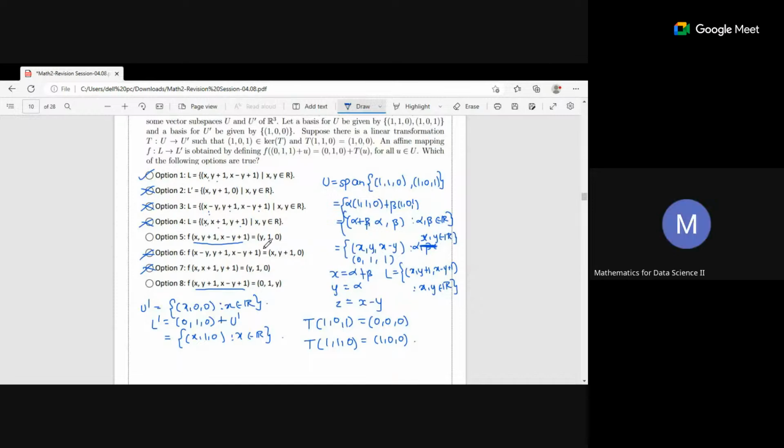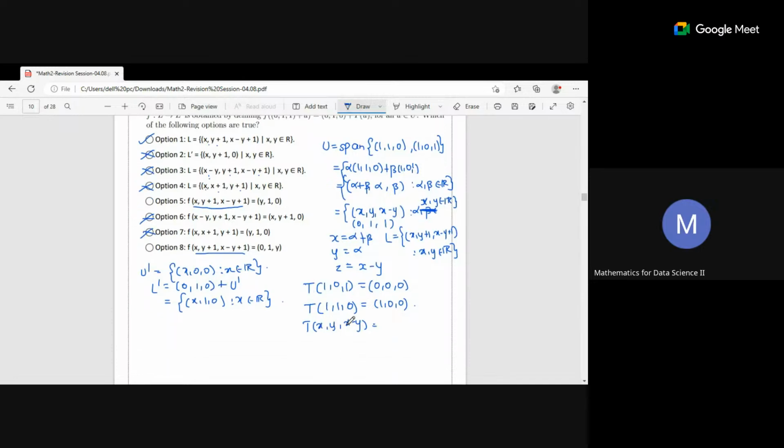Okay. Now you have to see what is this T of u. Now u is any element of U. Now what is the transformation here? You know that u is (x, y, x minus y). Now what is T of (x, y, x minus y) for any x, y? It means you have to first of all write this (x, y, x minus y) in terms of these two basis vectors. How can you write?